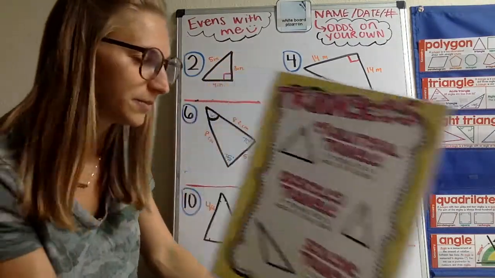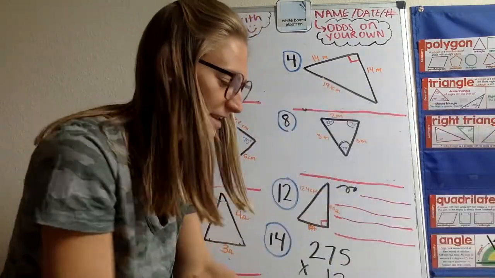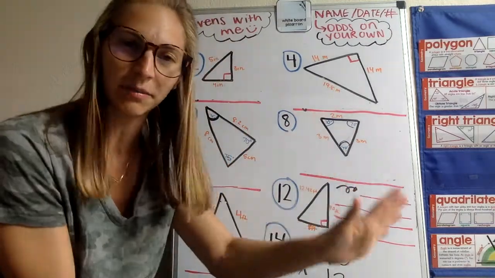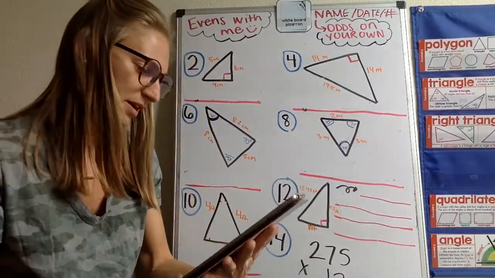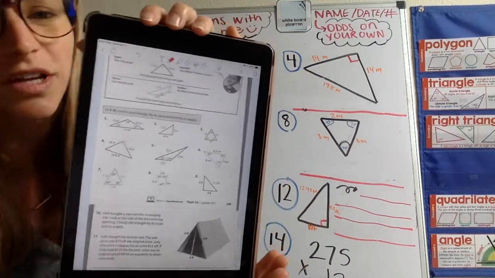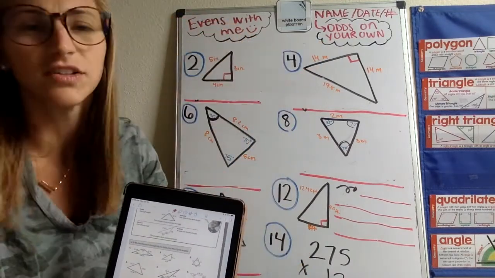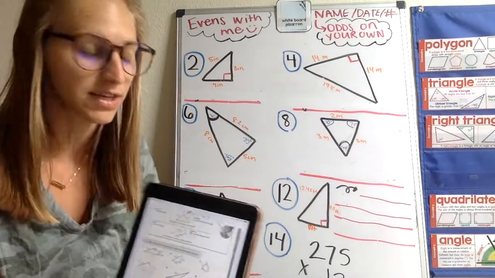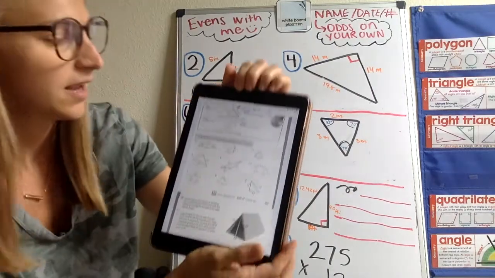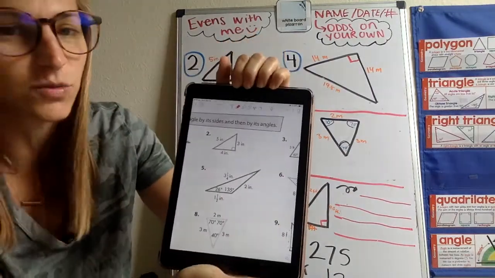All right, we're going to hop into our lesson for today that I just taught. It's okay. I'm going to stay positive. You guys are working out of your Pearson. You're going to do the evens with me. Work on the odds on your own. Don't forget to put your name, date, and number on it so I can give you that credit. And we're going to first look at that first one.